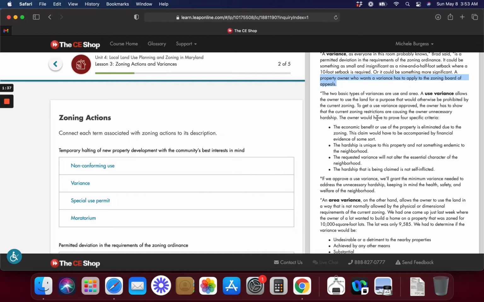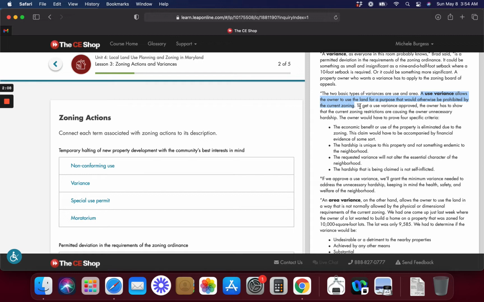The two basic types of variances are use and area. A use variance allows the owner to use the land for a purpose that would be prohibited by the current zoning. So let's say they want to have a lemonade stand. The lemonade stand grows to a complete business, and they're trying to turn it into an almost commercial property. So they're not zoned for commercial property on this land. They're zoned for a single family home.